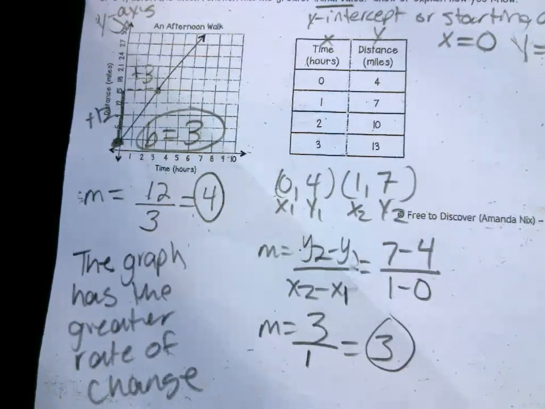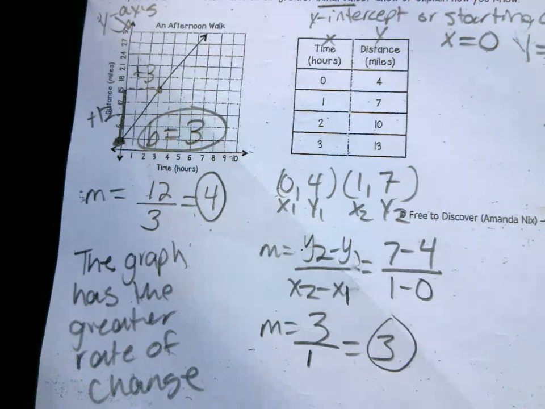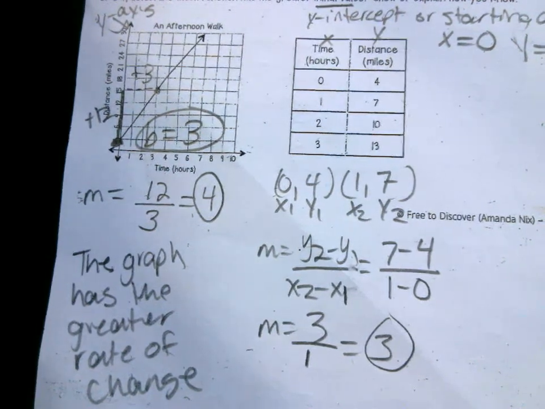What is the y-intercept for the table? Where does it start?